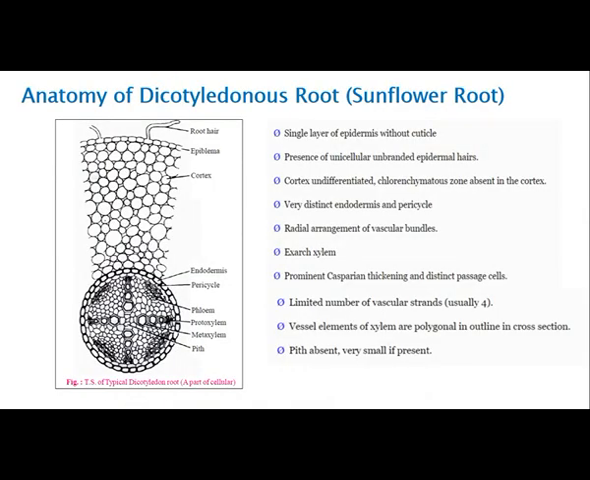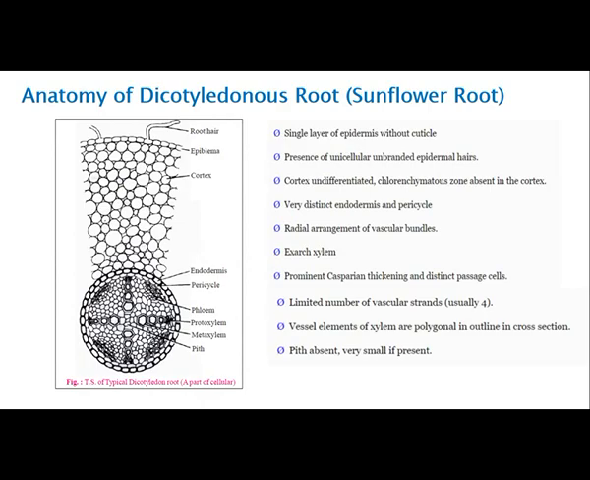So now coming to the anatomy or the internal structure of dicot root. We now know what tissues must be present in a plant body. We know the types of vascular bundles and the different tissue systems. Now we will look into the internal structure of a root.